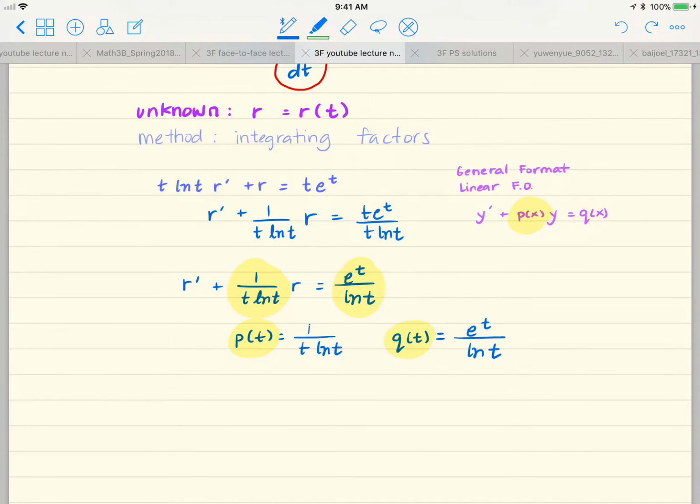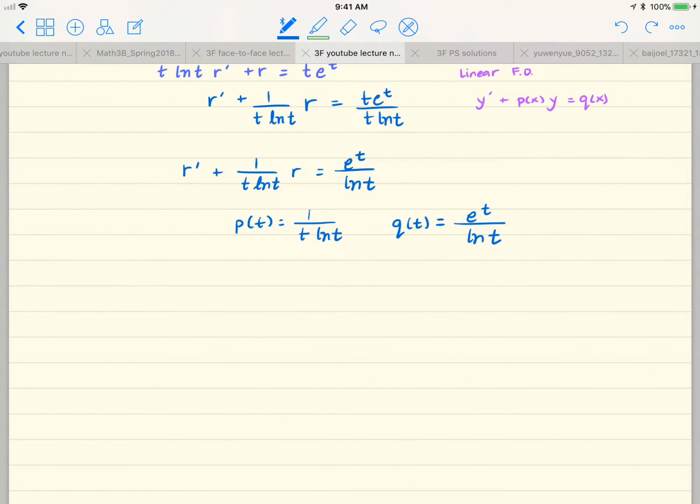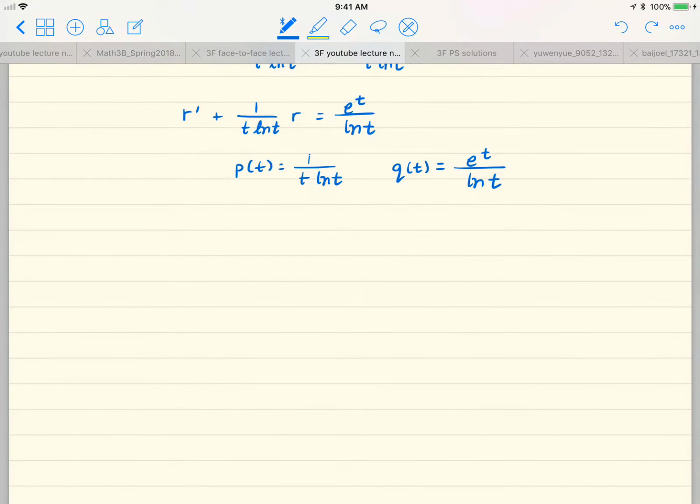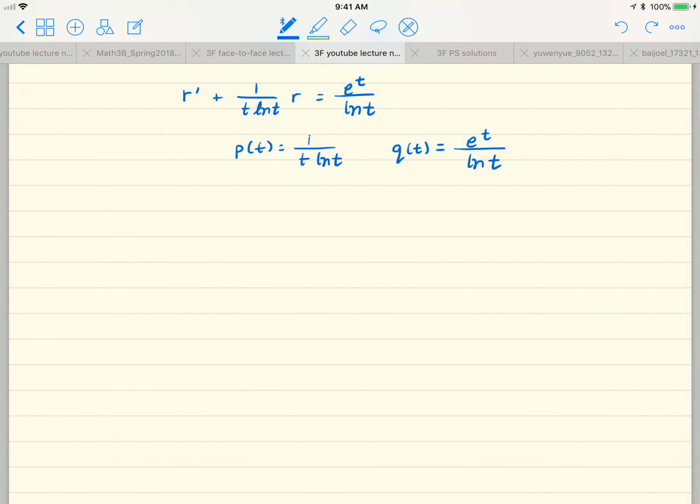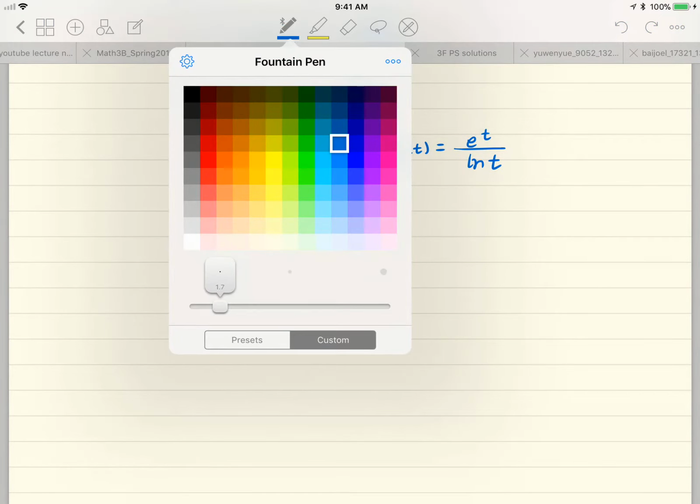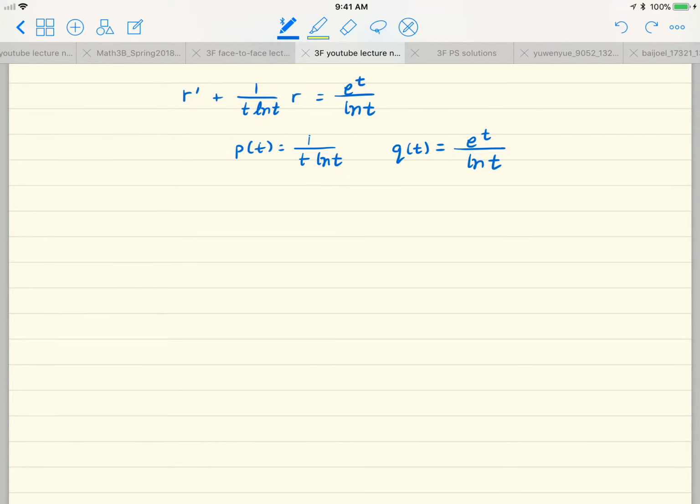So I've got my differential equation set up. Now it's in the general format, and now I'm ready to determine my integrating factor. Remember, we already figured out what makes the integrating factor method work. My integrating factor is going to be e to the integral of p of t dt. So that's going to be e to the integral of 1 over t natural log t dt.